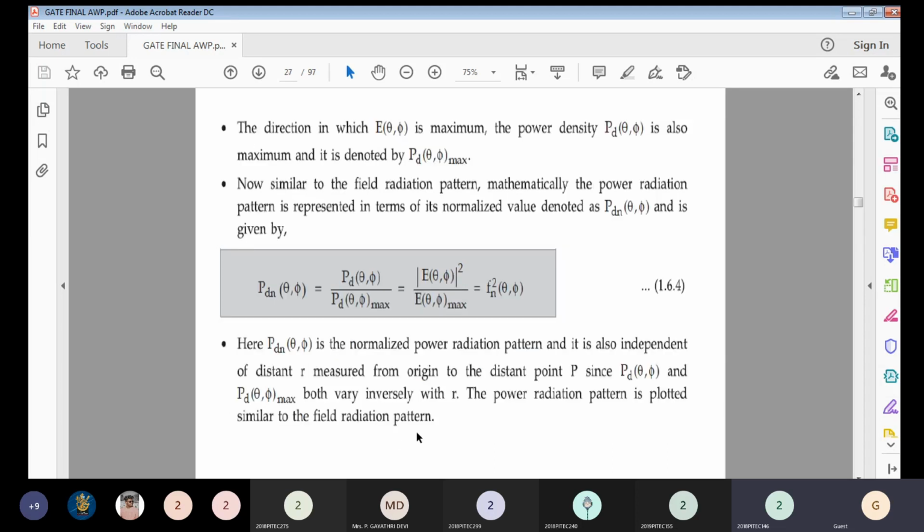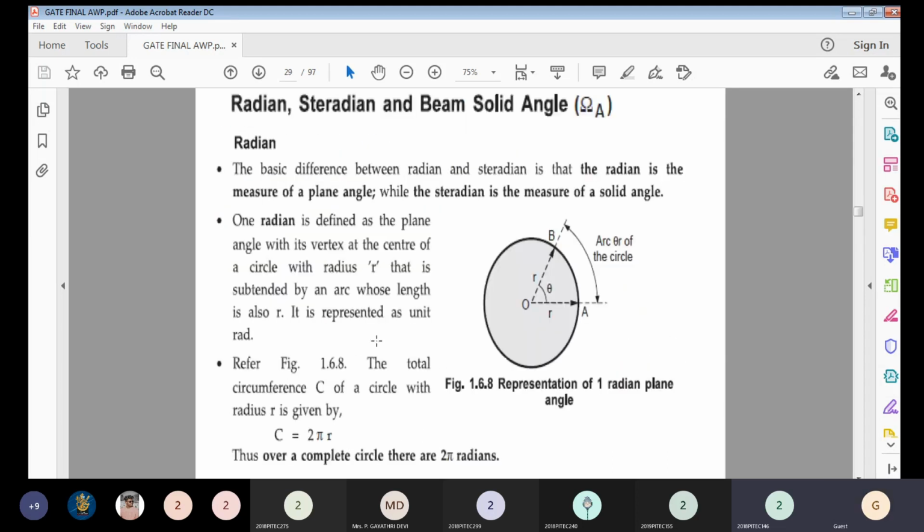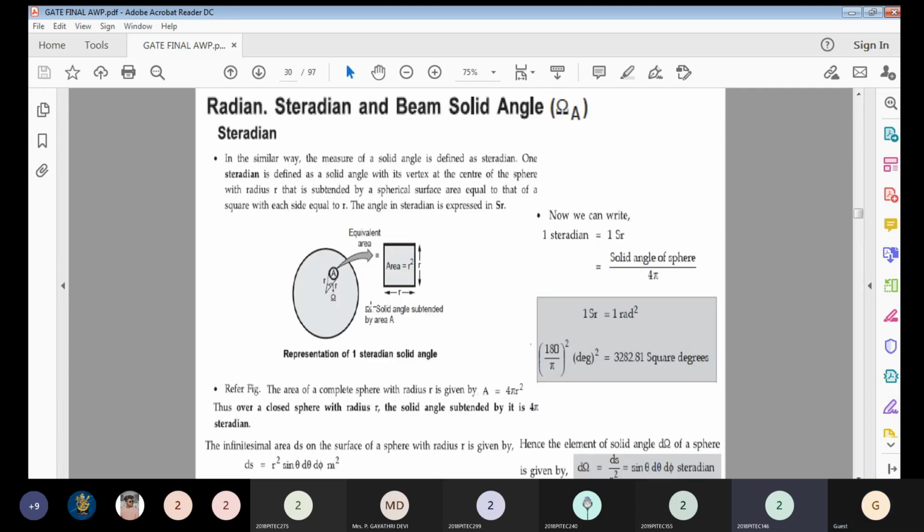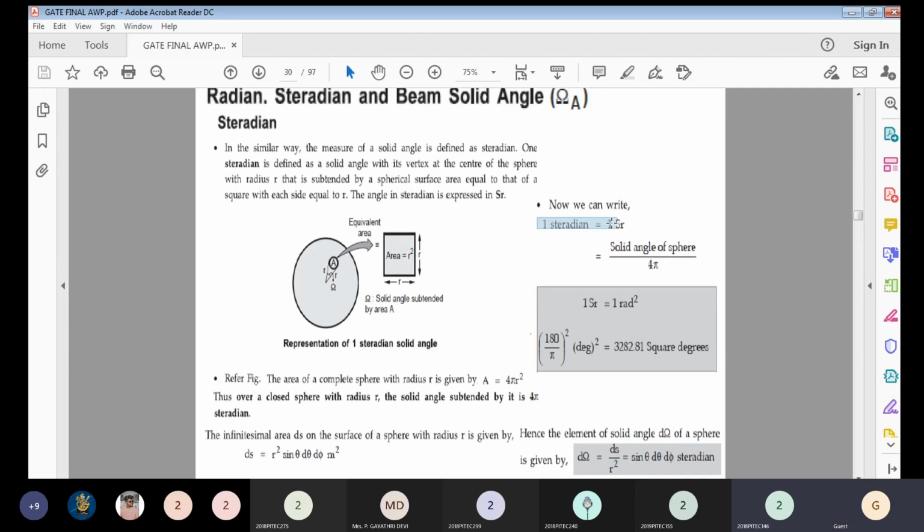Next, coming to the point of radian and steradian. Mainly, you have to concentrate on the concept. Like I'll show you, here. One steradian is equal to 1 radian square. Keep this in mind. 1 steradian is equal to 1 radian square.